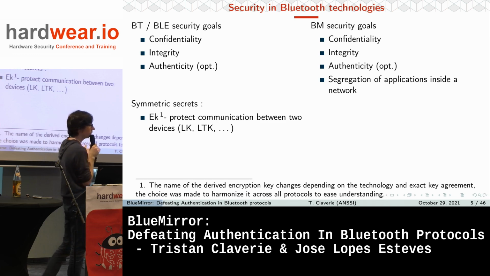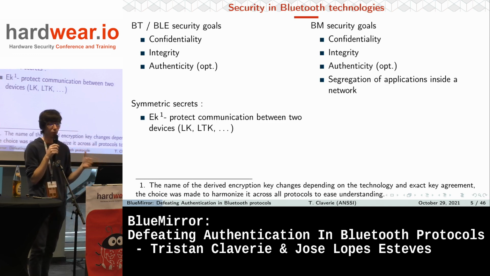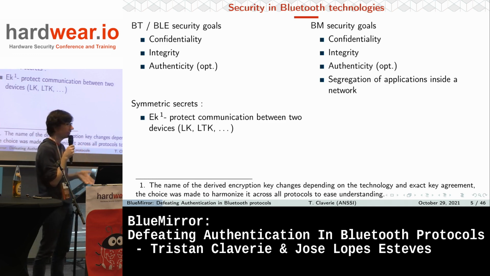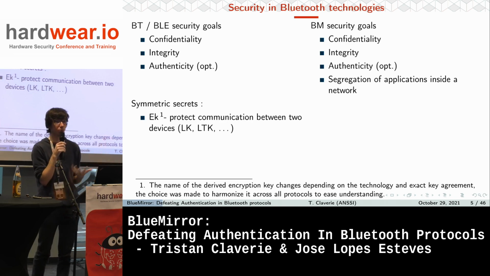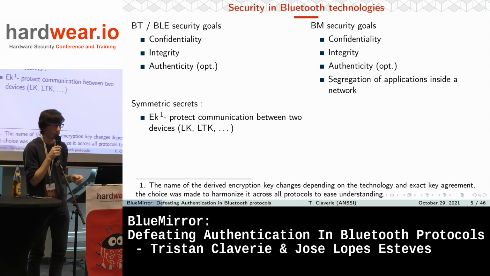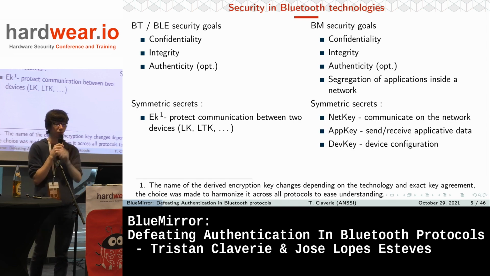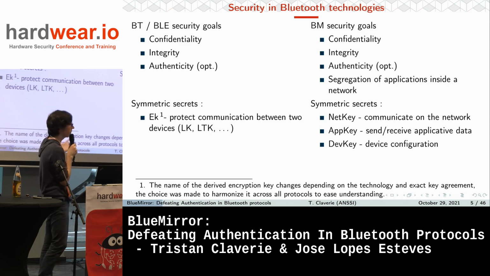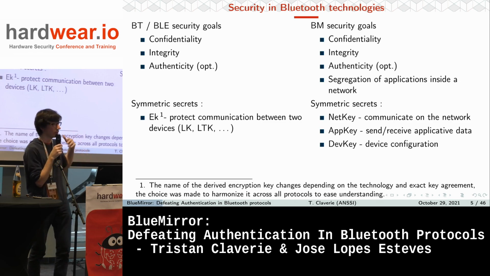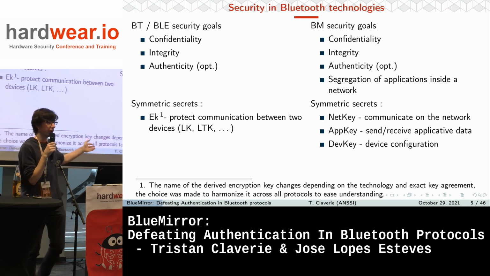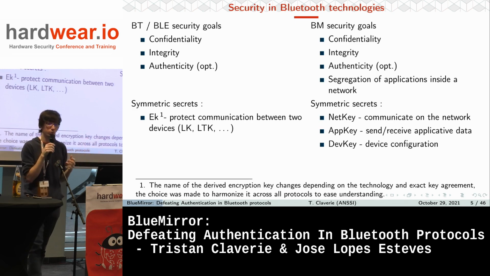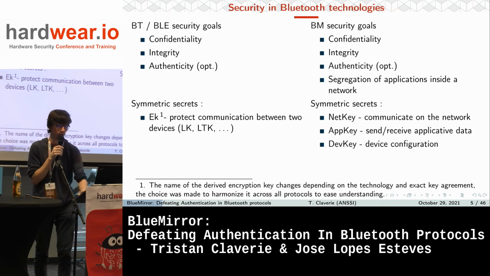If we look at how those properties are guaranteed, it's always the same thing. In BT and BLE, it uses a symmetric secret, which is kind of the encryption key, used to encrypt communications between 2 devices. In Bluetooth Mesh, we have a few more keys. It's still always symmetric cryptography. We have a key to access the network, a key to access applications, and a key to perform privileged operations on devices.